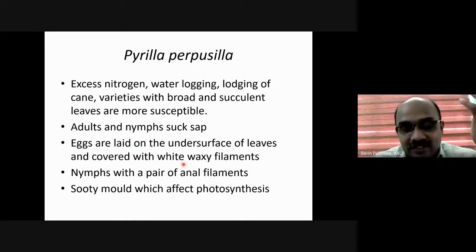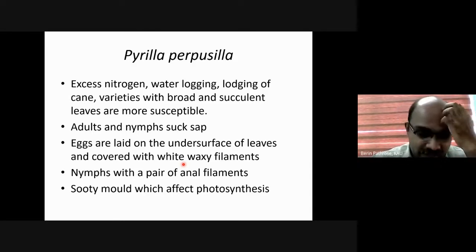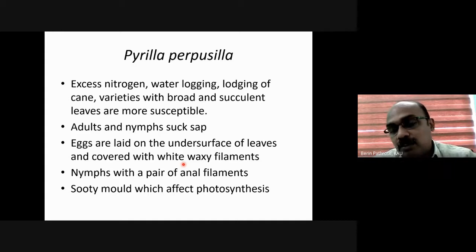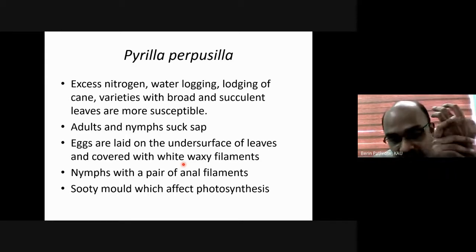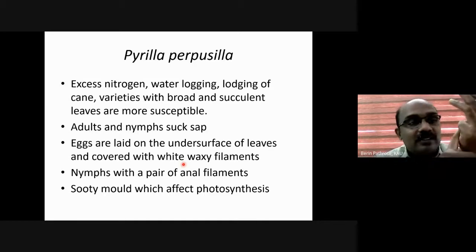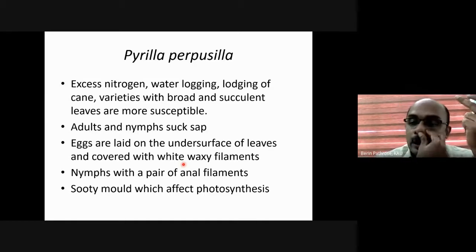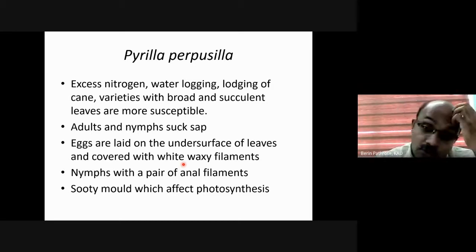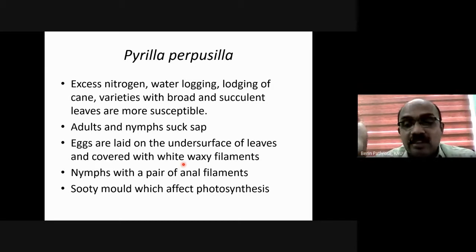So excess irrigation, waterlogging, heavy irrigation, excess nitrogen, lodging of canes, and those varieties which have broad succulent leaves are susceptible to Pyrilla, sugarcane Pyrilla infestation. Just like woolly aphid, avoid excess nitrogen, avoid waterlogging, avoid lodging of the cane, and avoid all those varieties which have broad succulent leaves to prevent Pyrilla infestation.